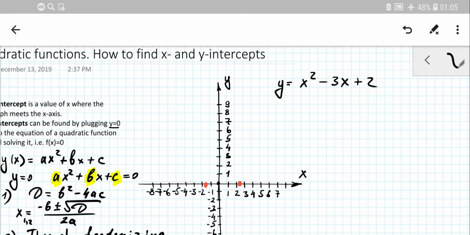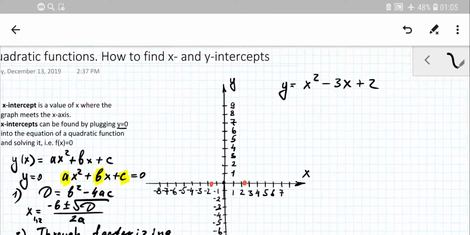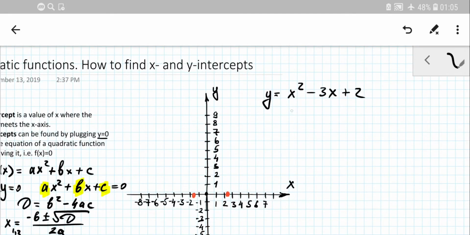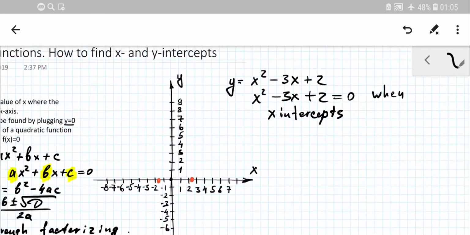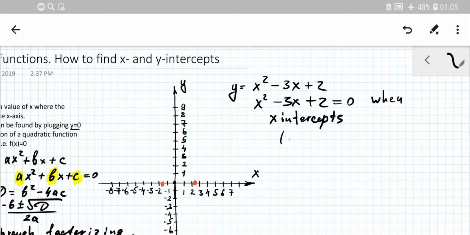All right, I'll show you in two ways, through factorizing and through the discriminant, but the main goal here is to complete an equation and say that when we're looking for the x-intercept, we need to equate your function or y value to 0. So that's why we have a quadratic equation, and let's say I factorize using x plus a and then x plus b equals 0.